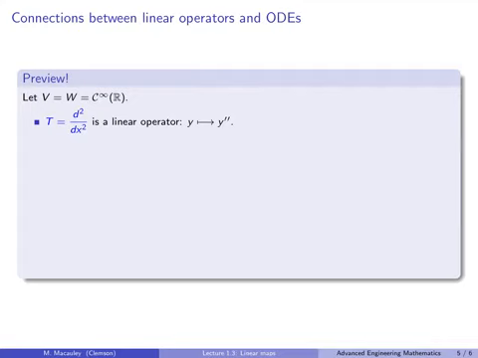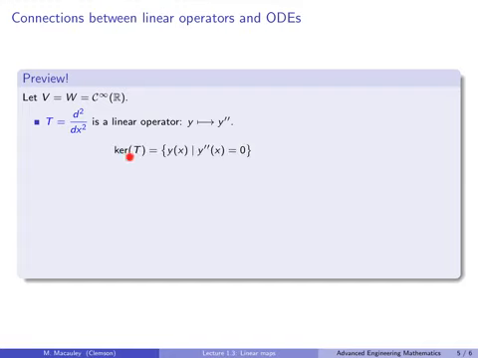Well, at this point I want to give you a little bit of a preview, and we'll do a lot more of this later. So let V and W be the space of smooth real-valued functions, and let T be the following differential operator, d squared over dx squared. So this is a linear operator that inputs a function, y of x, and spits out its second derivative, y double prime. First question I want to ask you is, what is the kernel of this operator?